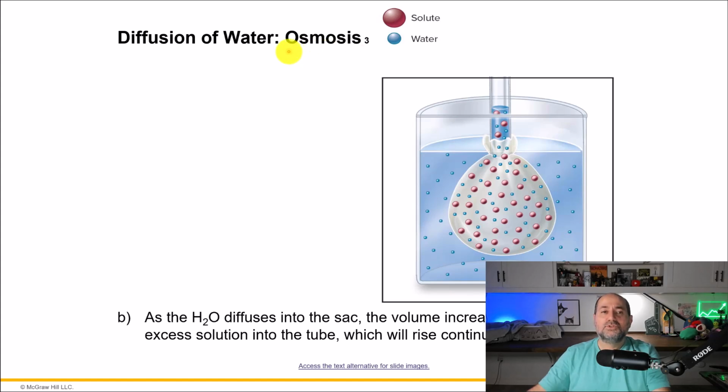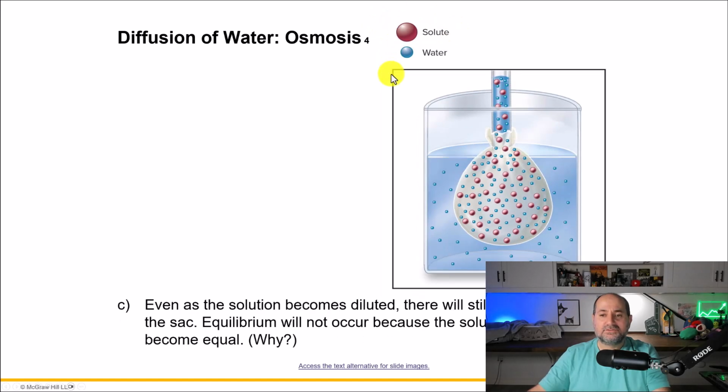Osmosis, because that's what osmosis is. Osmosis is the diffusion of water across a membrane, right? Not diffusion of solute. That would be called dialysis. And so exactly, water keeps rushing in and trying to balance out the solution, but it'll never balance out. Why?